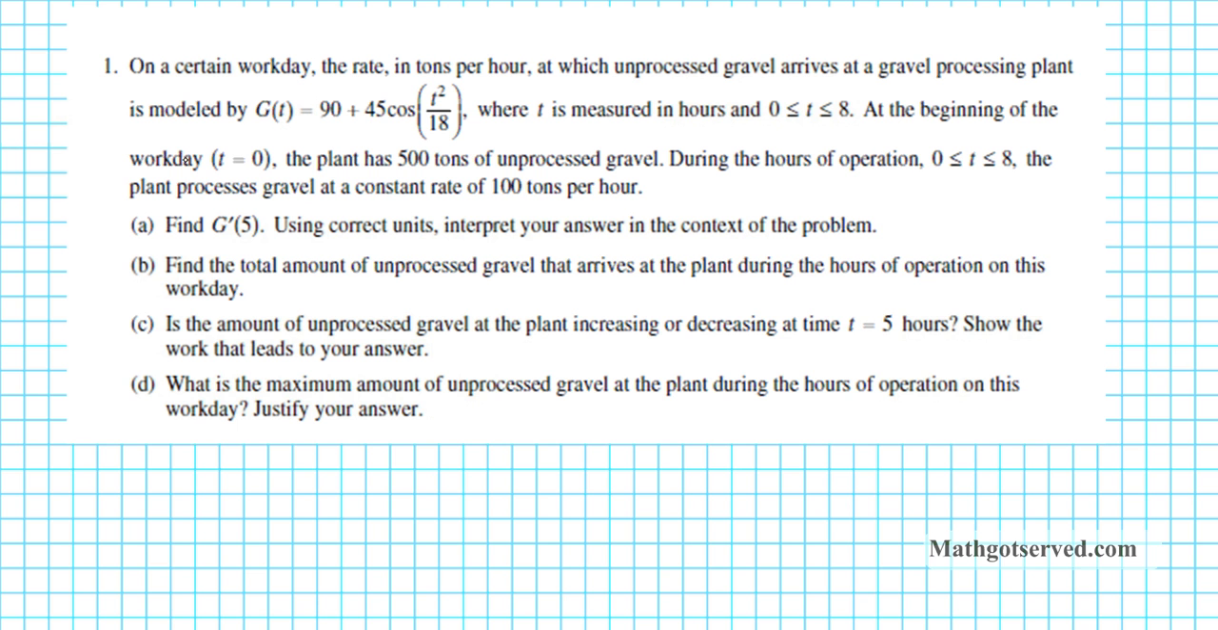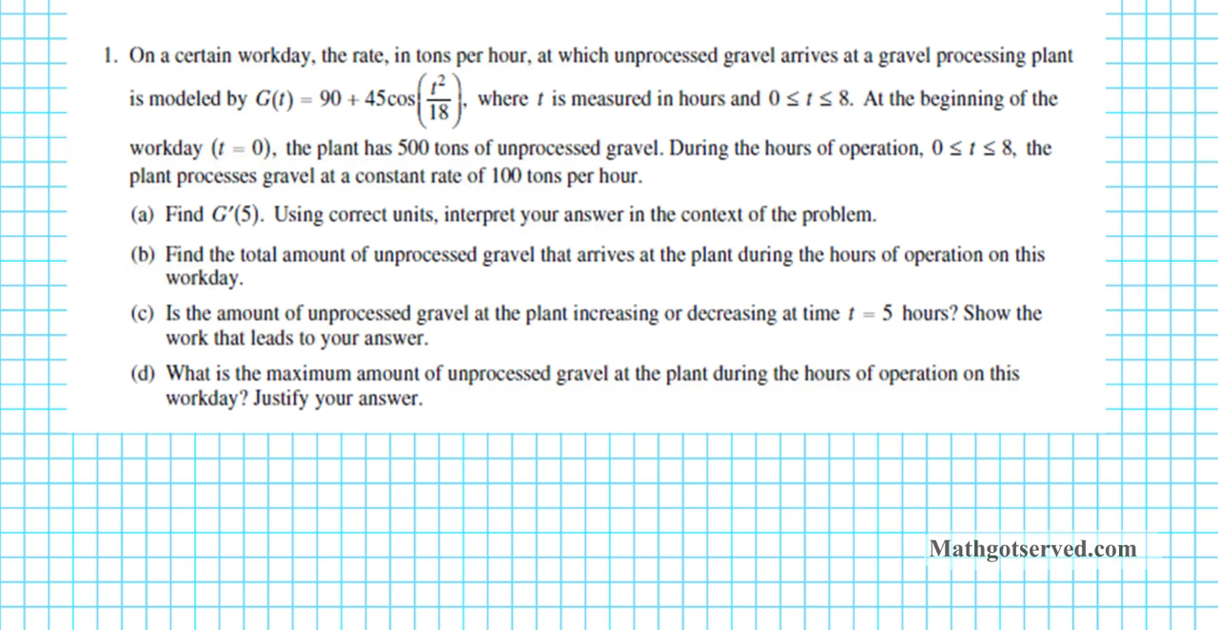At the beginning of the workday, at t equals 0, the plant has 500 tons of unprocessed gravel. During the hours of operation between 0 and 8, the plant processes gravel at a constant rate of 10 tons per hour. Okay, so let's see if we can get an understanding of what's going on here.